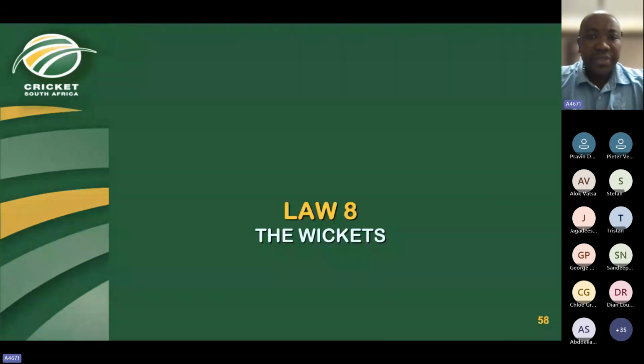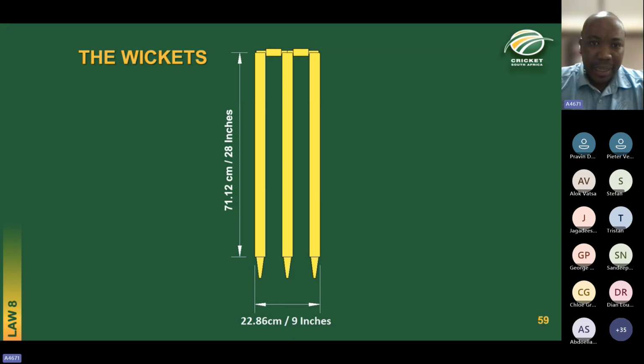Last law that I'll be going through this evening is law 8, the wickets. This is what a set of stumps and two bails looks like, and together they are referred to as the wickets. From the base of the stump that is above ground to the top of the stump should be 71.12 centimeters. This diagram, I will have you know, you do not need to study it for the level 1 exam, but it is good to know.